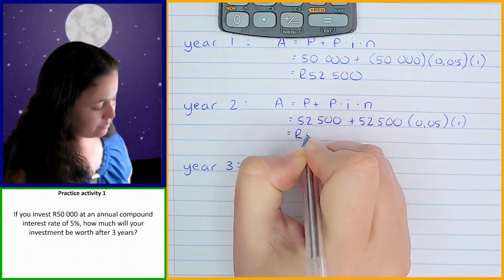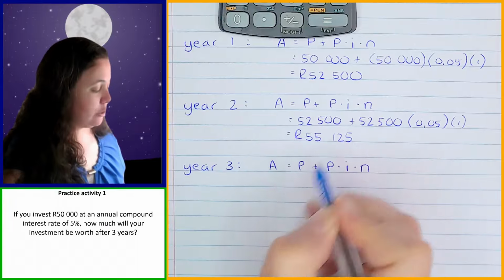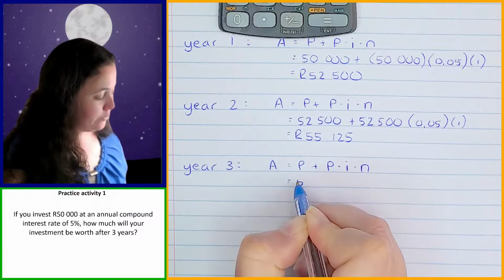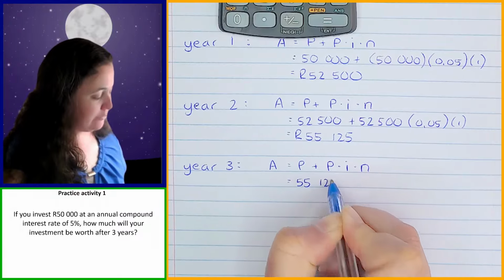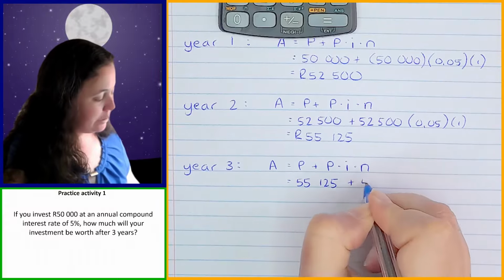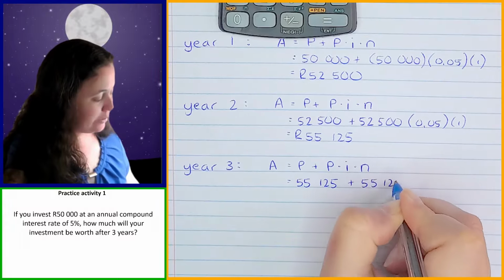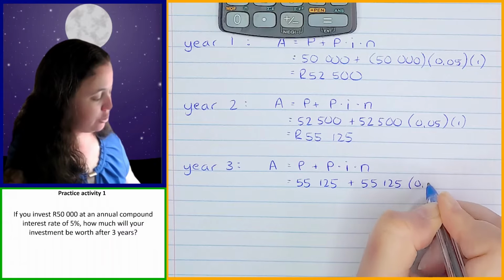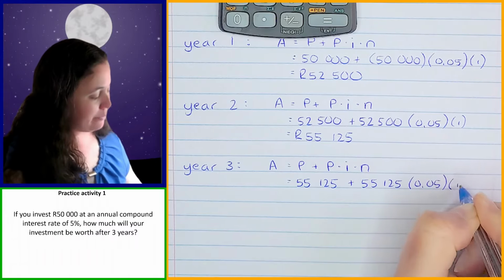So that's what we should have got at the end of year 2. Now we're going to use that amount to work out year 3. So 55,125 plus another 55,125 multiplied by 0.05 and multiplied by 1.